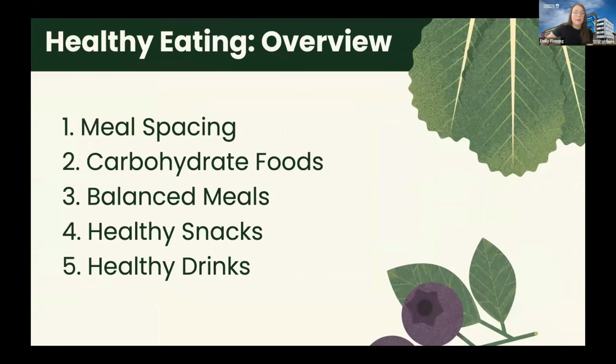So today I'll be talking to you about 5 recommendations for healthy eating if you have high blood sugars. So we'll first talk about meal spacing. We'll talk about carbohydrate foods, which are foods that increase your blood sugars. We'll review what balanced meals can look like, healthy snacks, and healthy drinks.